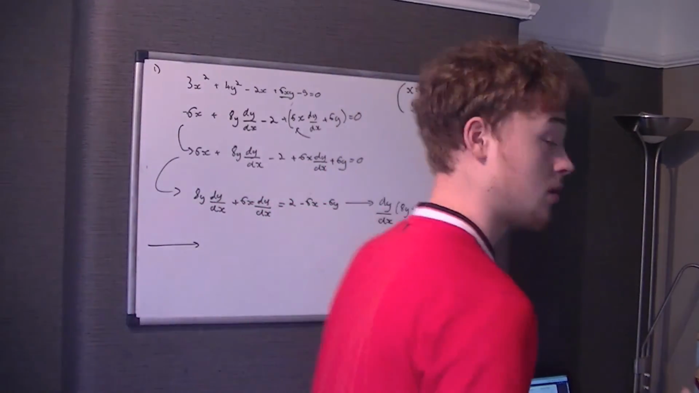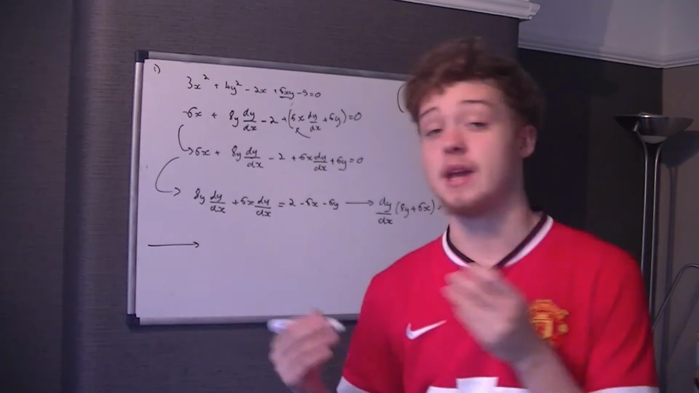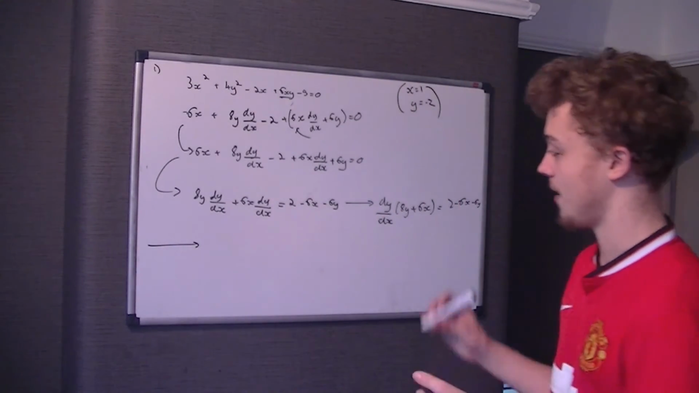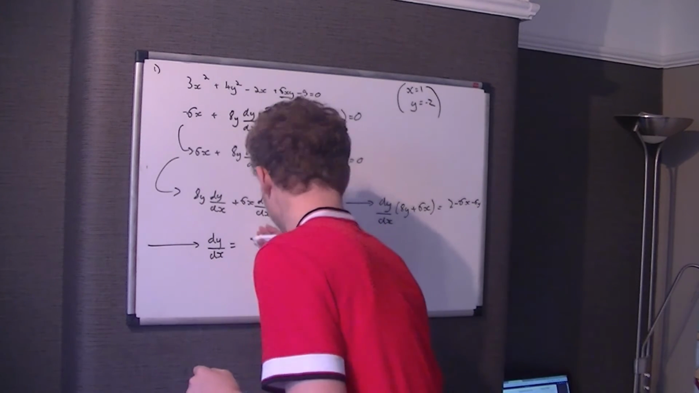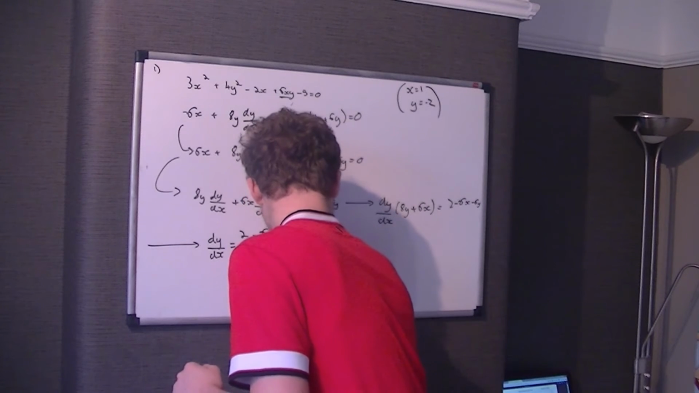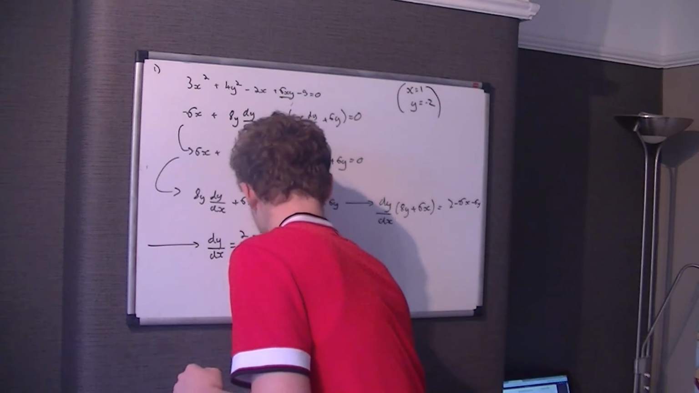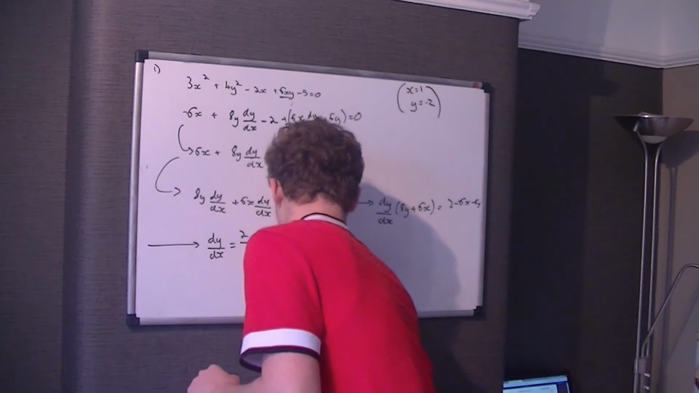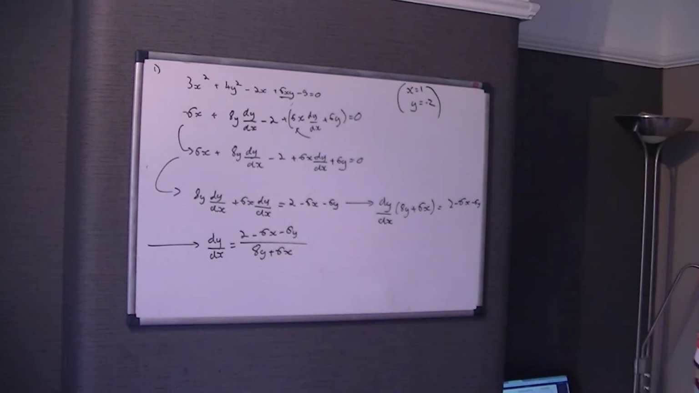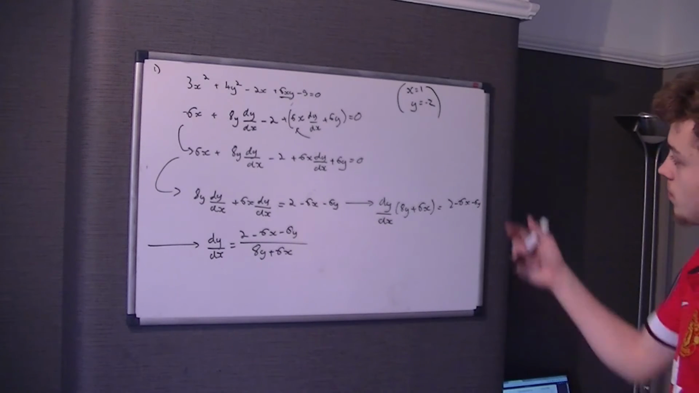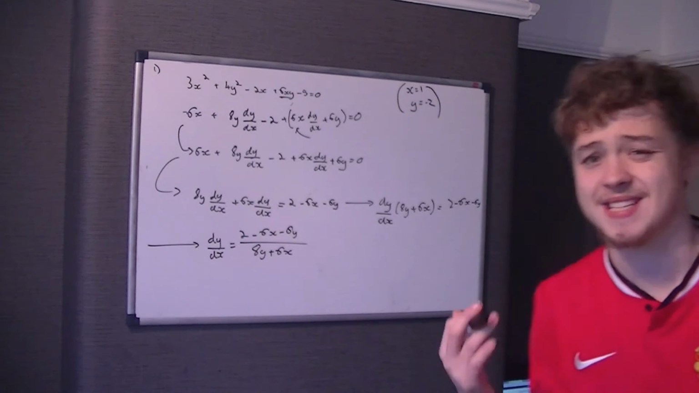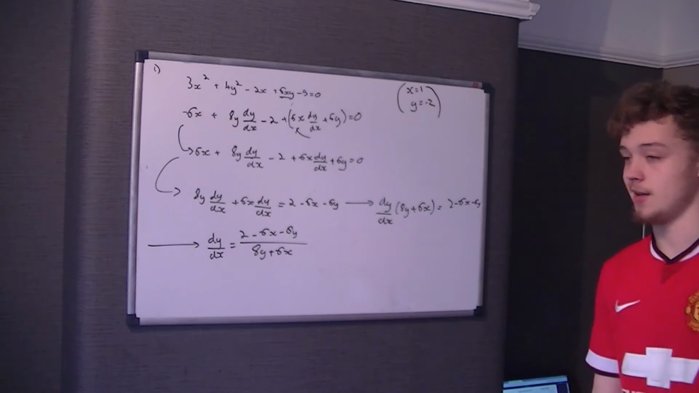Now you could do your little division sign where you draw a line under it and write 8y plus 6x, but that's just a waste of time. Okay, so dy/dx equals 2 take 6x, take 6y over 8y plus 6x. Now you could have put 2 plus 6x plus 6y over negative 8y take 6x, depending on which way you would have moved them across. But if you were to put x to be 1 and y to be minus 2, you would get the same answer, whichever equation you did.